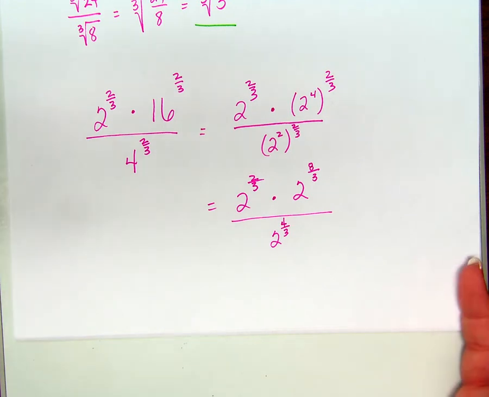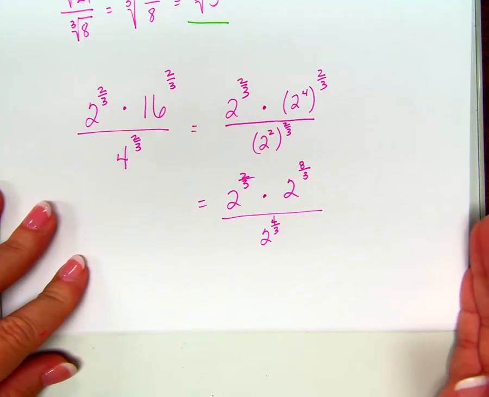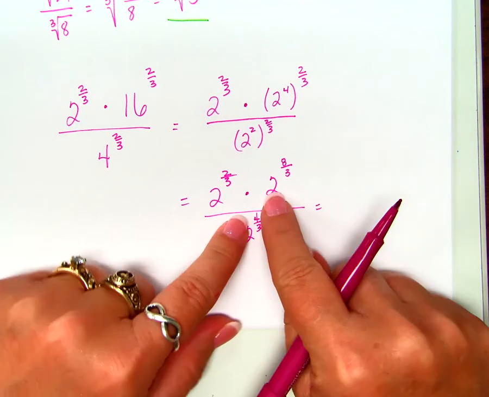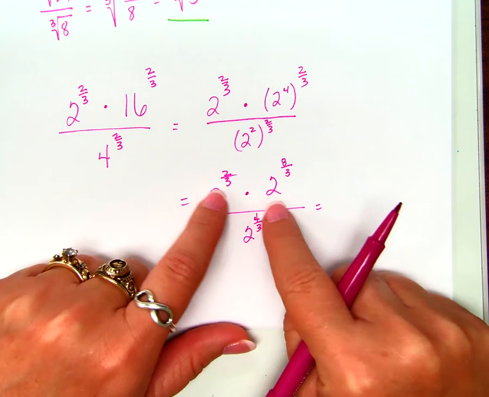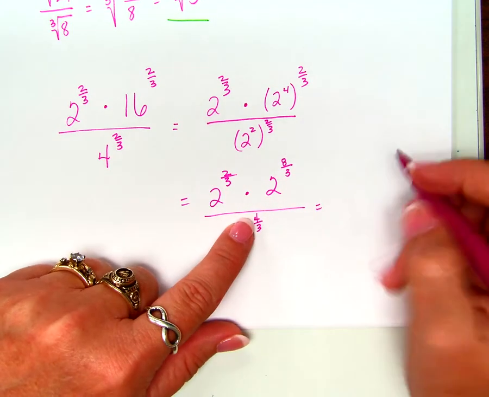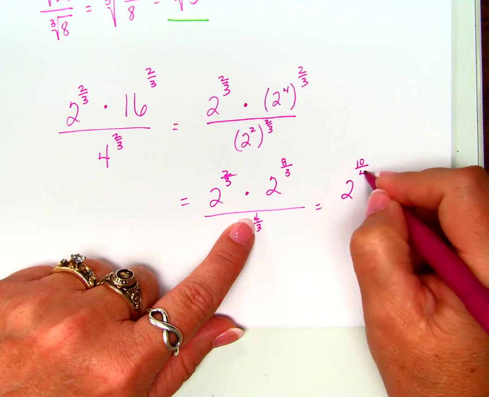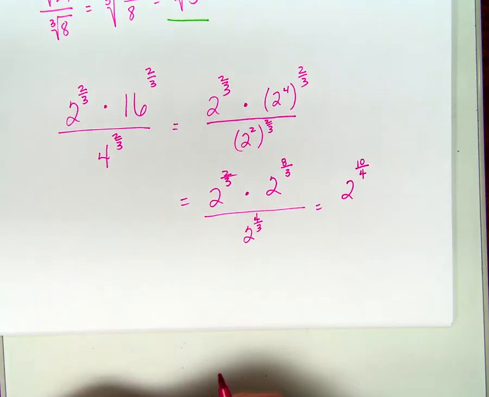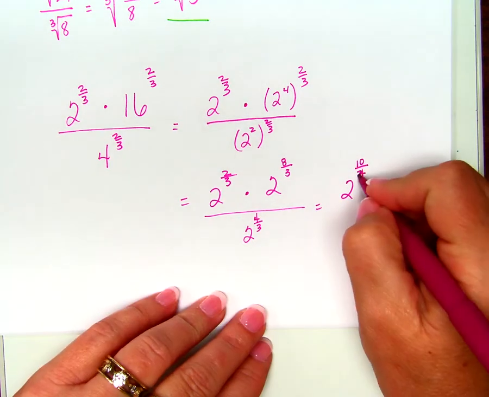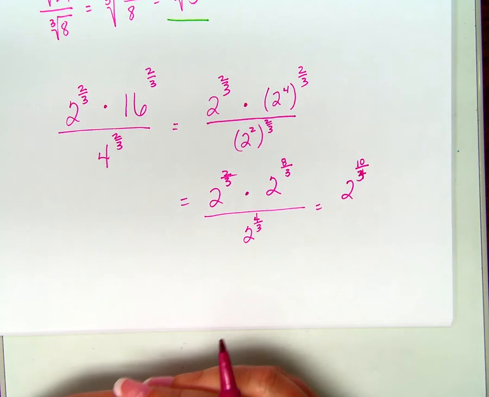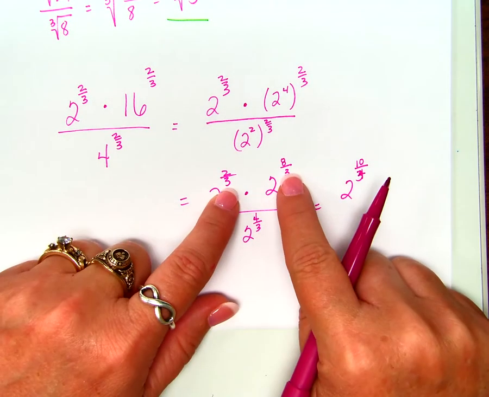Yes, now I can start doing stuff, can't I? Well, what do I do with the numerator? 2 to the 2/3 times 2 to the 8/3. What does that end up being? 2 to the 10/3, I don't know why I wrote 4. If I'm multiplying like bases, don't I add the exponents?